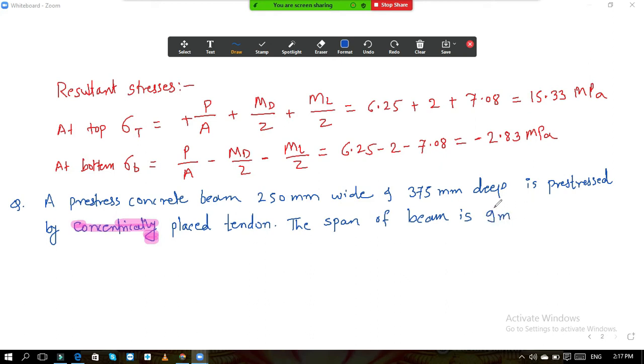9 meter. Please note down all the problems. Make the proper notes.